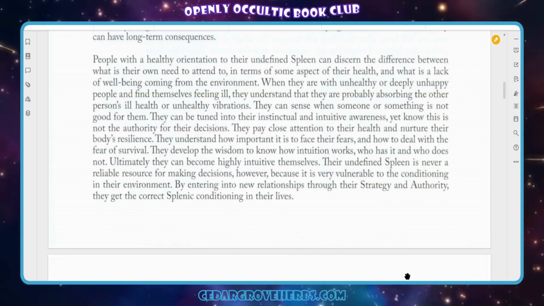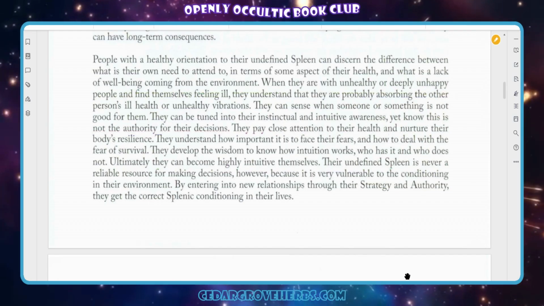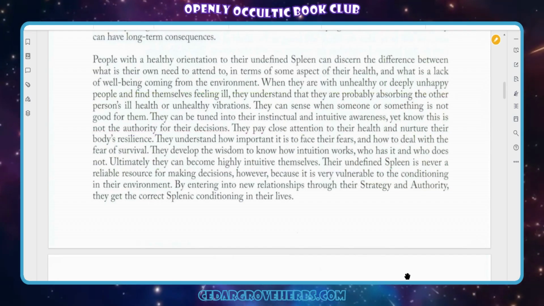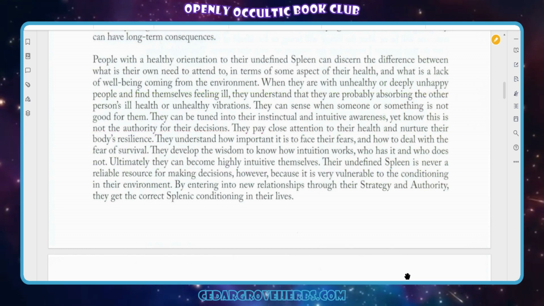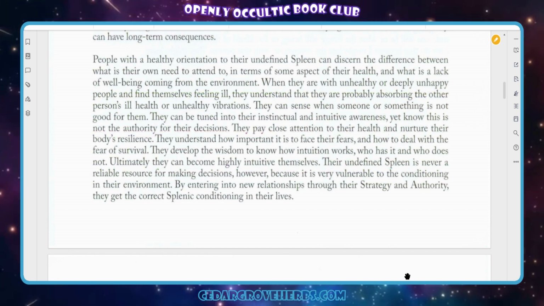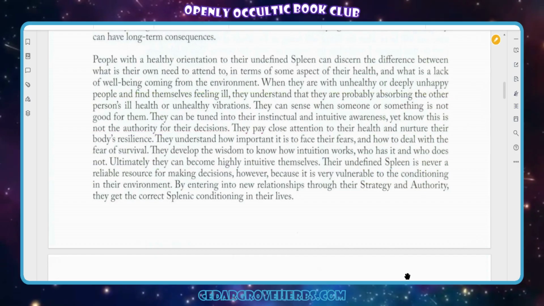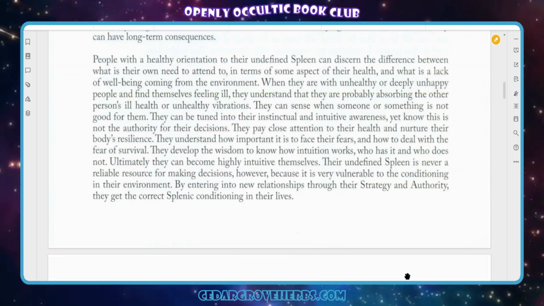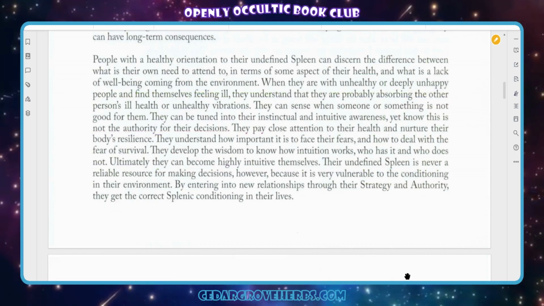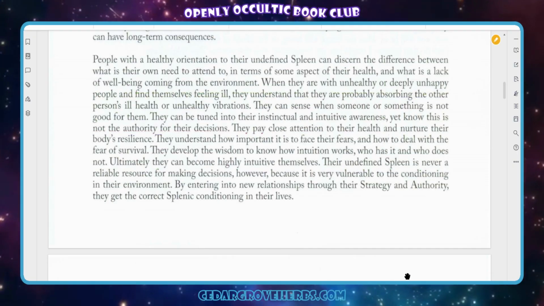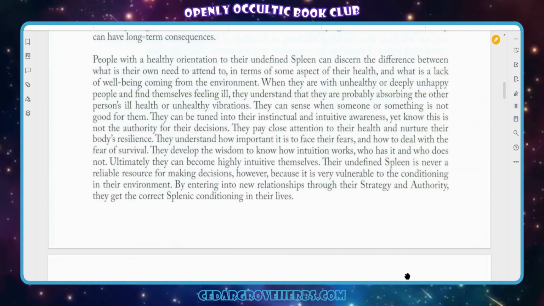So, just because you have an undefined spleen center does not mean you're broken. It doesn't mean you can't survive out here. You can definitely learn to become highly intuitive. You just need to start paying attention more to your body and how you start to feel in different situations and around different people. That's all.